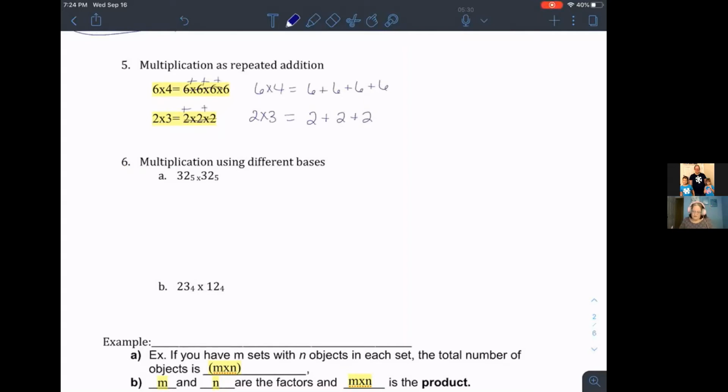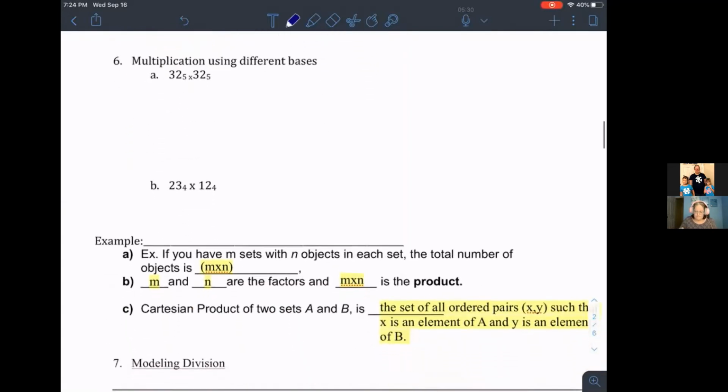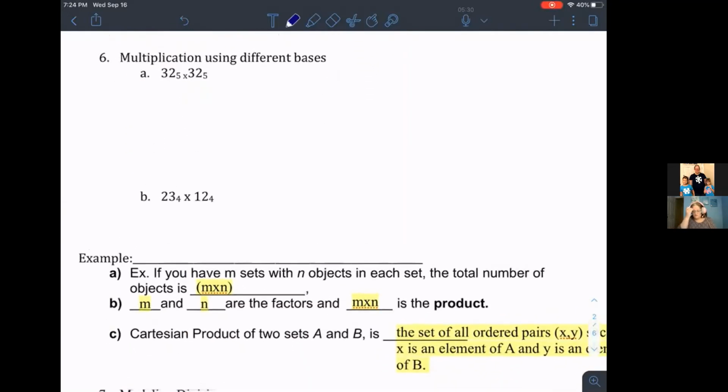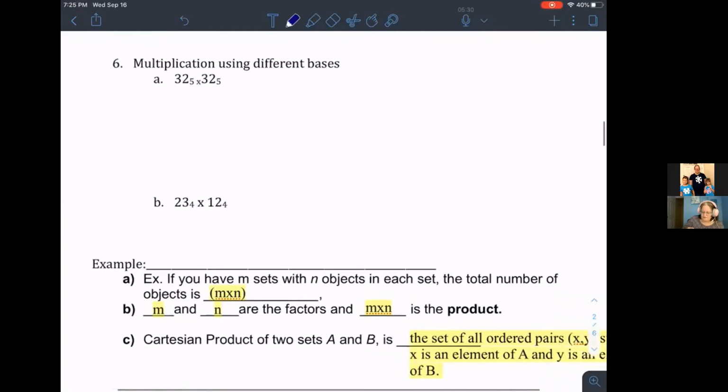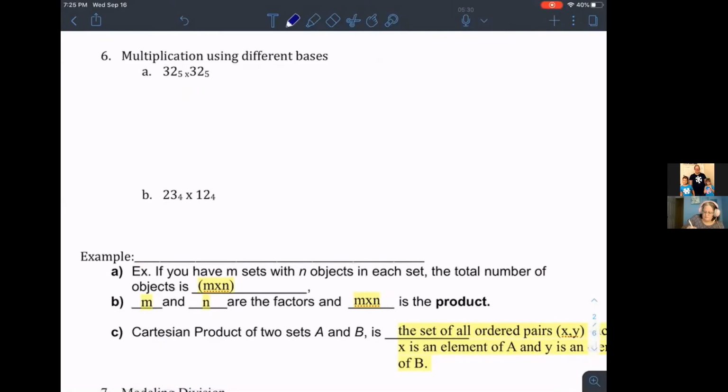And it says multiplication using different bases. Okay, so we've got 32 base 5 times 32 base 5. So what we need to do is convert the base 5 numbers to base 10 so we can multiply them. So in order to do that, we need to multiply each place value by the power or the value of that column.